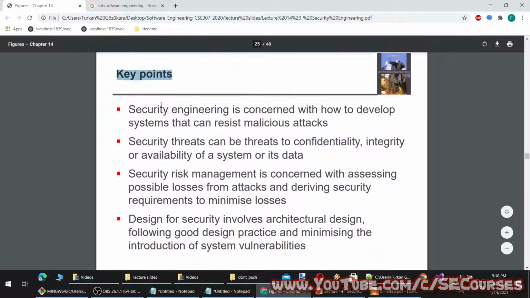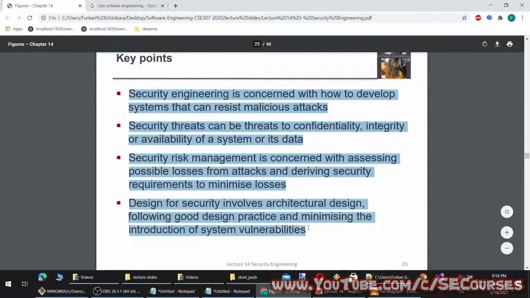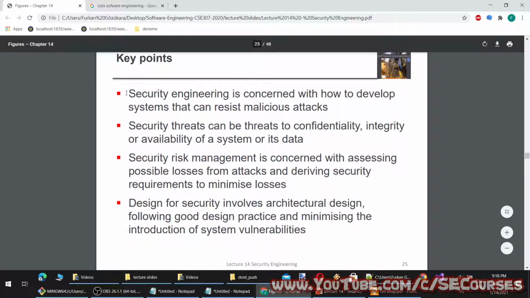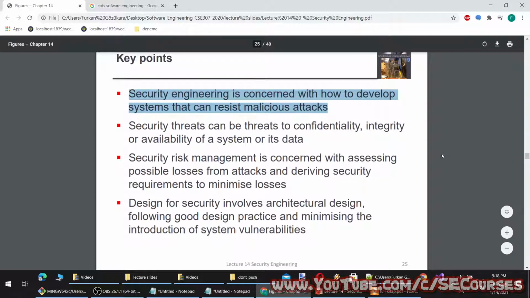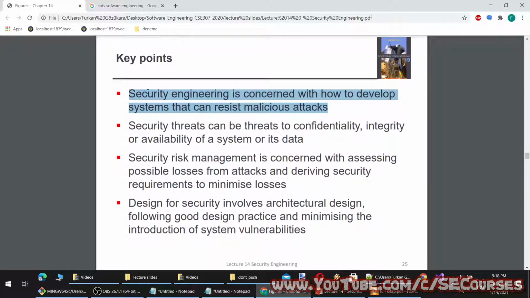So the key points of the first chapter are like this. Let's read each of them. Security engineering is concerned with how to develop systems that can resist malicious attacks. Even if you are not a security engineer, when you develop a system, you have to always consider that there will be malicious attacks against your system. Even if you are developing a system for a single user, you have to consider that fact because it may happen, and take necessary precautions.